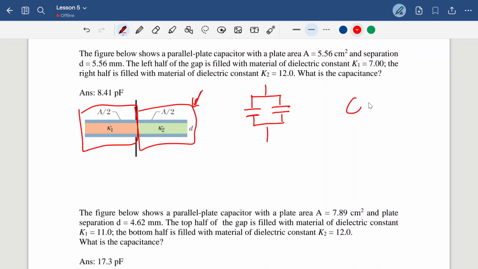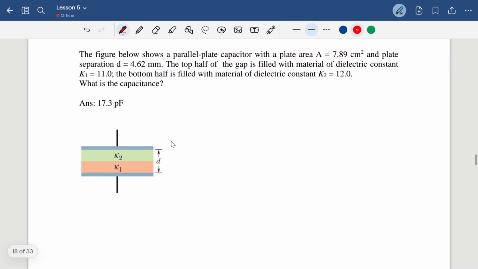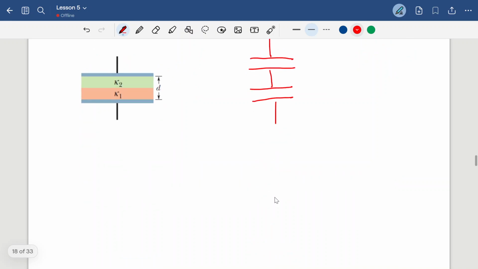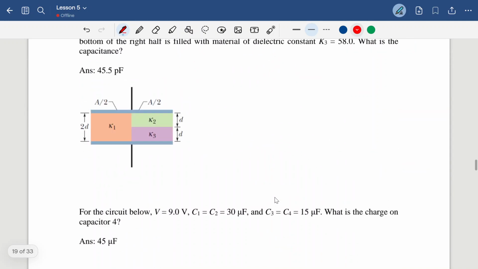So we'll be using C equals epsilon naught A over d. For K1, K2 in parallel, sum them up. The second one is just that they are in series. Nothing special. Just to show you parallel and series, and this one should be obvious enough.